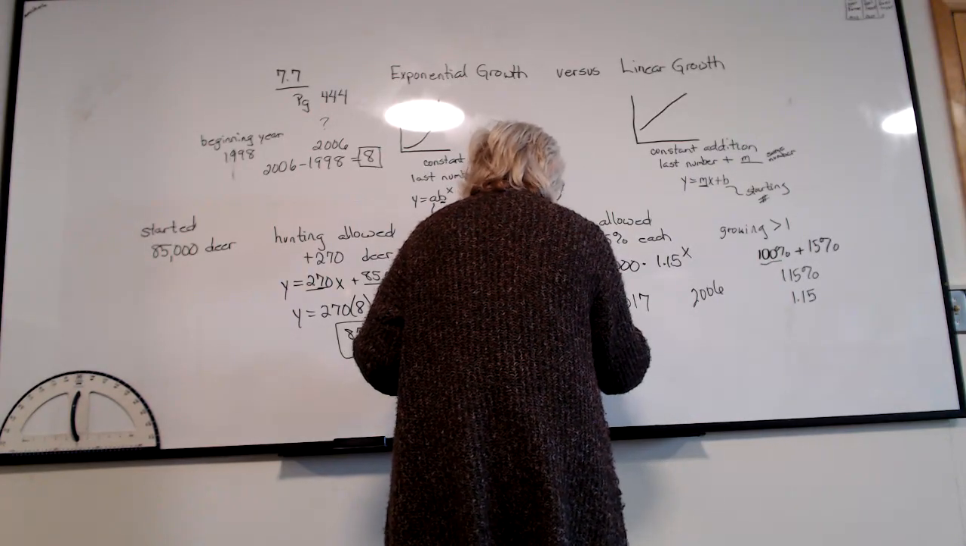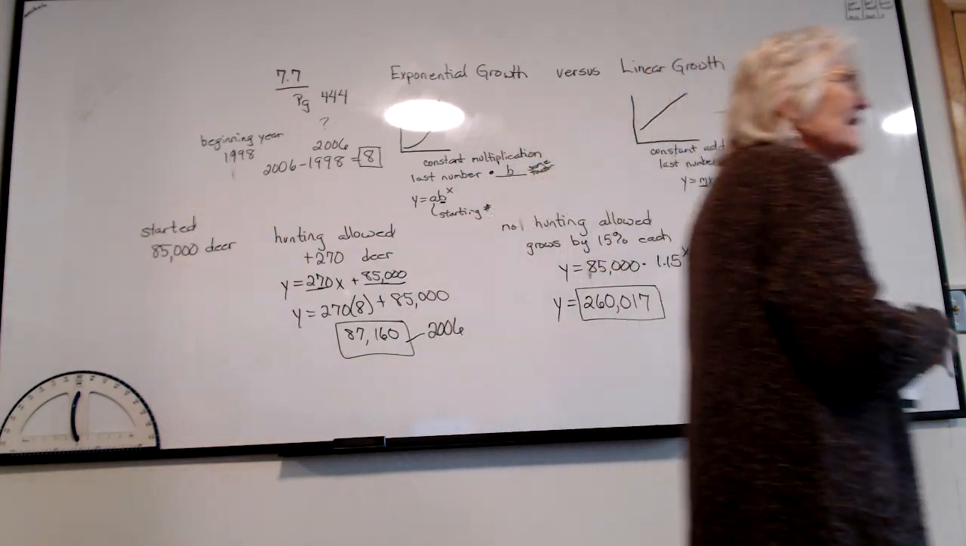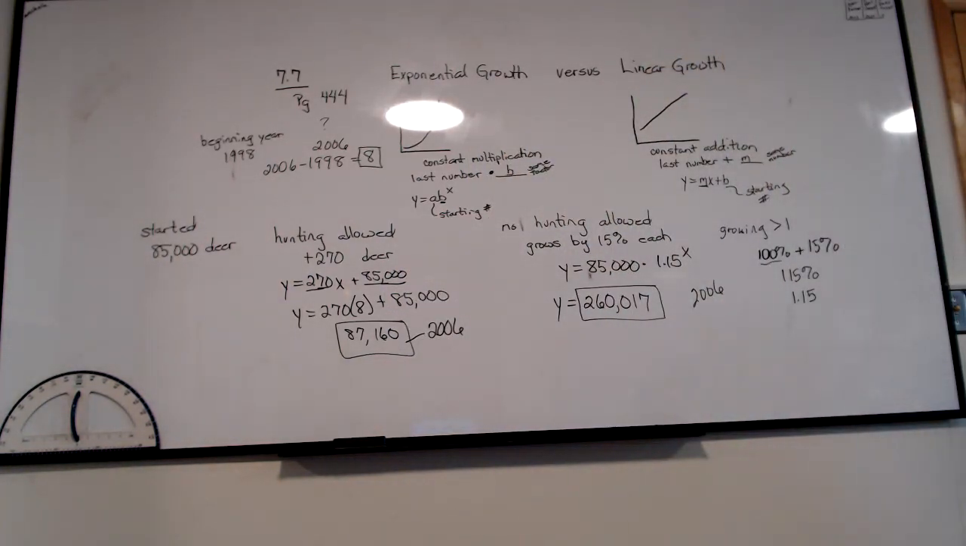260,016. Why was the deer missing an eye or something? Yeah, with the missing round part. He's a three-legged deer, yeah.